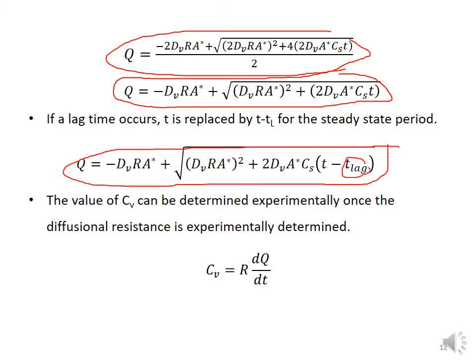The value of CV can be determined experimentally once diffusional resistance is experimentally determined, where the CV equals the resistance multiplied by dQ by dt. And the resistance is usually determined by preparing a membrane from the same material of the matrix, and the resistance through the membrane is measured experimentally.